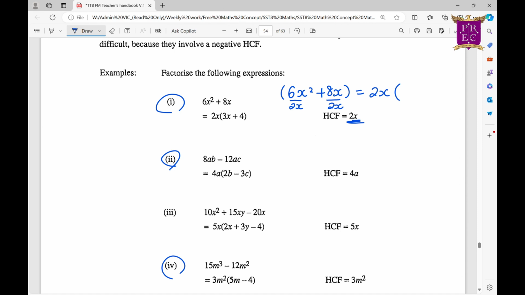X squared divided by x just gives me x. And 6 divided by 2 gives me 3. X divided by x, they cancel out. And 8 divided by 2 gives me 4. And that's just a positive 4.